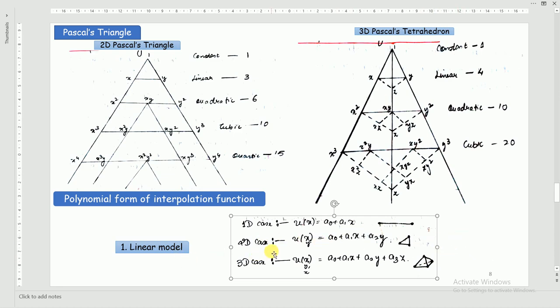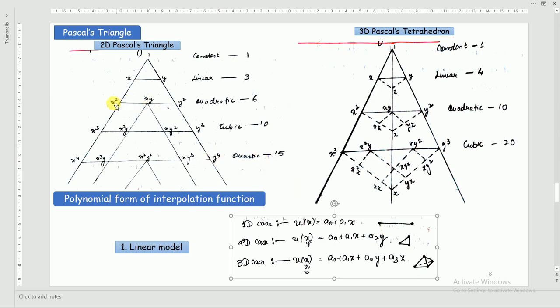Linear models. Now, these are called Pascal's triangles. In order to write these equations, we use this Pascal's triangle and Pascal's tetrahedron. In order to draw this, first you draw the outer two lines like a triangle, then one more here, then draw these lines in this way. On one side you write 1, x, x square, x cube, x raised to 4. And on the other side, 1, y, y square, y cube, y raised to 4, and so on.